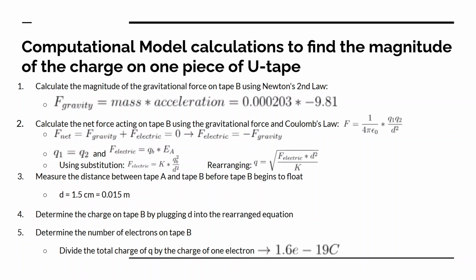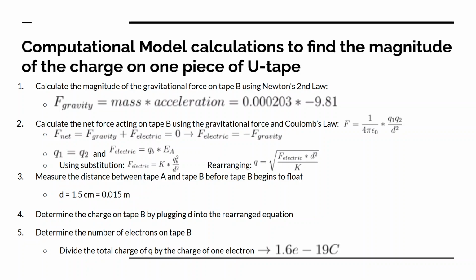Computational model calculations to find the magnitude of the charge of one piece of U-tape. First, we have to calculate the magnitude of the gravitational force on tape B using Newton's second law, mass times acceleration, where the acceleration is g. Calculate the net force acting on tape B using the gravitational force and Coulomb's law. We then use substitution and rearranging by finding that F electric equals negative F gravity.